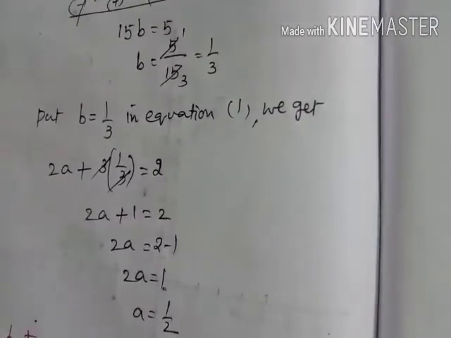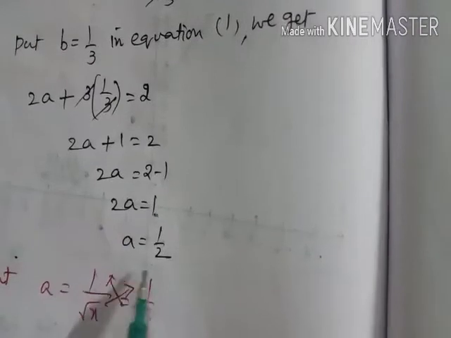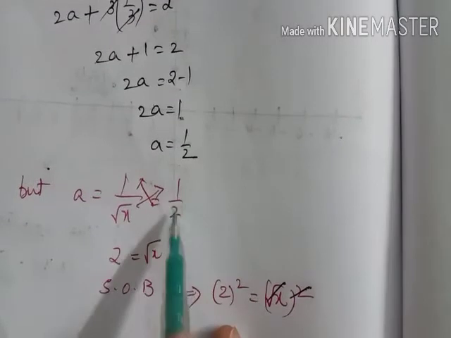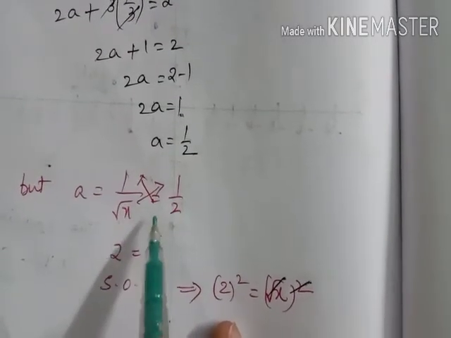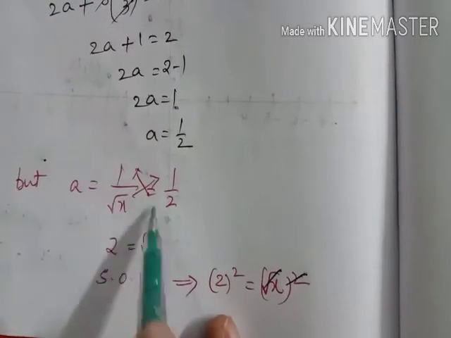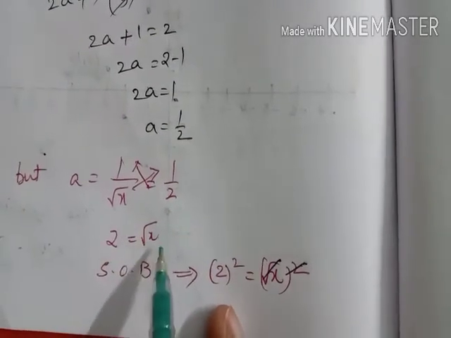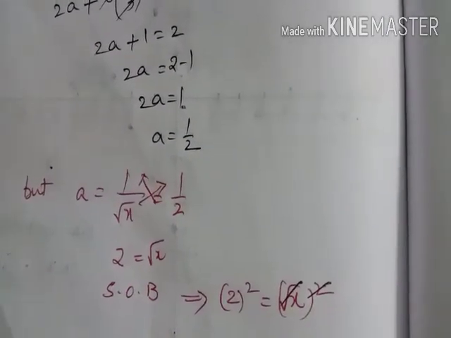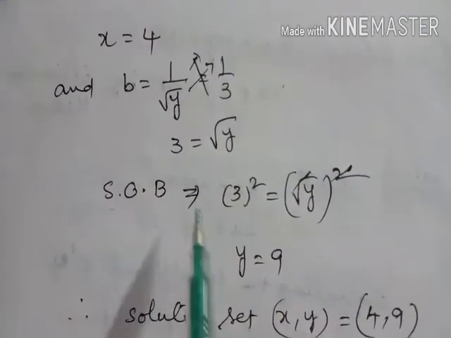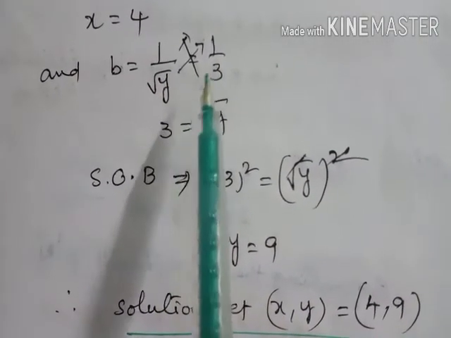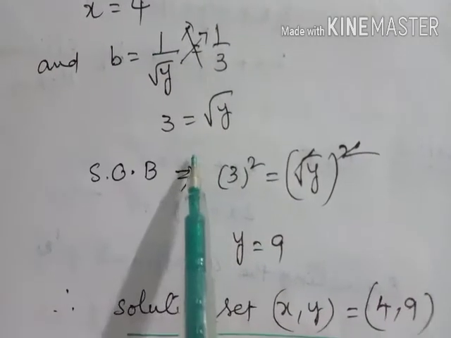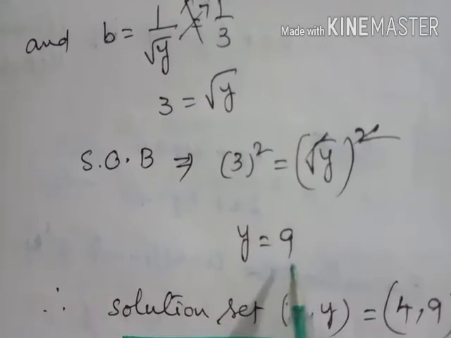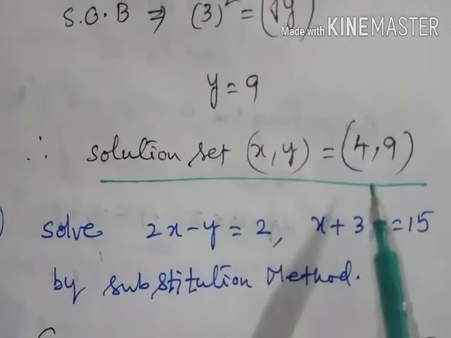So putting b is equal to 1 by 3 in equation 1, I will get a is equal to 1 by 2. But a is equal to 1 by root x, so 1 by root x is equal to 1 by 2. After cross multiplying, we will get 2 is equal to root x. Squaring on both sides, we will get 2 square is equal to x, x is equal to 4. Also b is equal to 1 by root y is equal to 1 by 3. After cross multiplying, 3 is equal to root y. Squaring on both sides, we will get 3 square is equal to y, y is equal to 9. Therefore, the solution set is 4, 9.